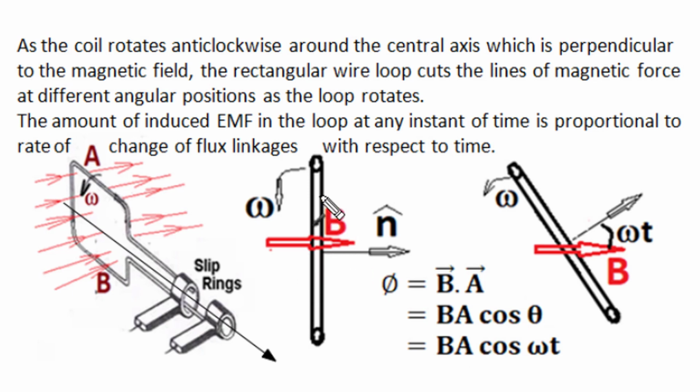linkages. As this rectangle loop rotates in anti-clockwise direction with a uniform angular velocity, the angular position of the rectangle loop and magnetic induction changes with time, and at different angular positions as the loop rotates there will be time varying flux linkages with the rectangle loop, and the amount of induced EMF in this rectangular loop at any instant is proportional to the rate of change of flux linkages with respect to time, as per Faraday's law of electromagnetic induction.